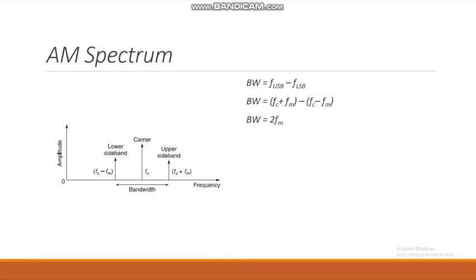The AM spectrum shows how the bandwidth is calculated, where the bandwidth is the frequency of the upper sideband minus the frequency of the lower sideband. The frequency of the upper sideband is equal to f_c plus f_m, and the frequency of the lower sideband is f_c minus f_m. So bandwidth can be calculated as 2f_m.